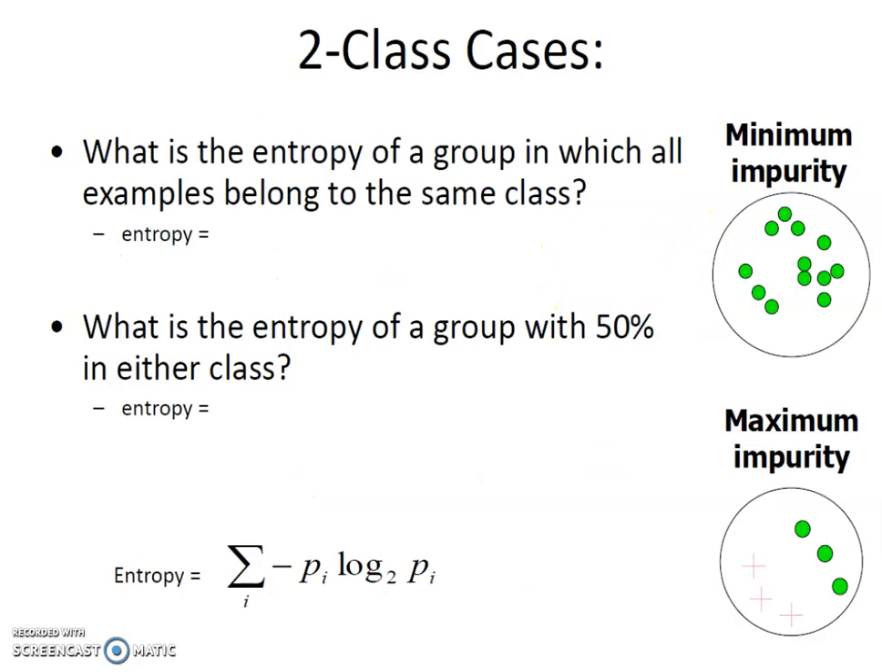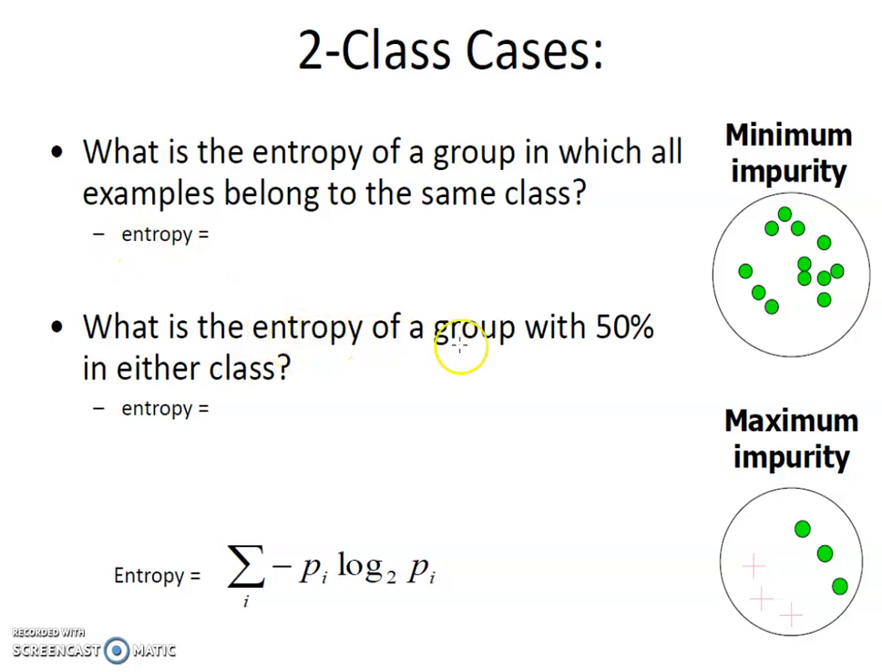Correct? So now we'll try to build more understanding. Suppose it is a two-class problem. There's a plus and there is a circle. So these are the two labels. Suppose we have a scenario where all the instances, all the rows, all the examples belong to the same class. Then what will be the entropy?